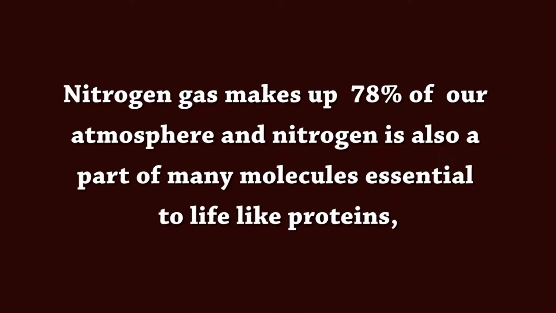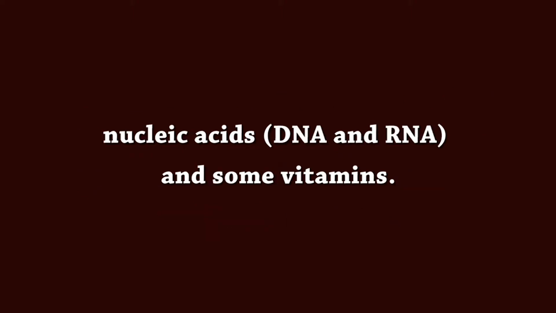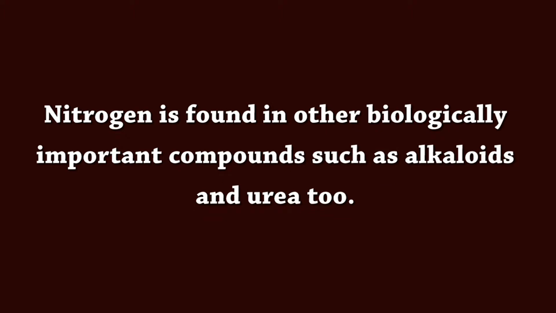The next one we are going to see is a very important one, that is the nitrogen cycle. Nitrogen cycle is very significant in nature. Nitrogen gas makes up 78% of our atmosphere, and nitrogen is also a part of many molecules essential to life like proteins, nucleic acids, especially DNA, RNA, and some vitamins. Nitrogen is found in other biologically important compounds such as alkaloids and urea too.